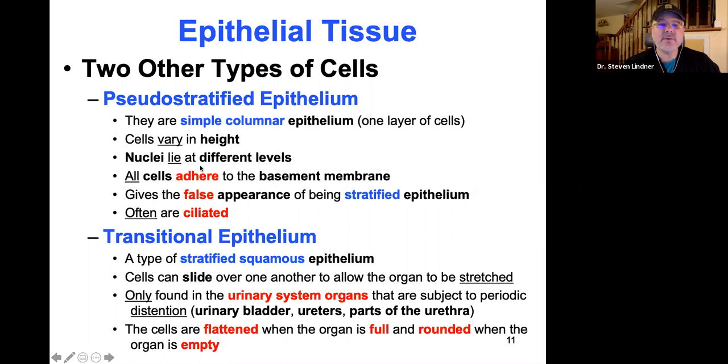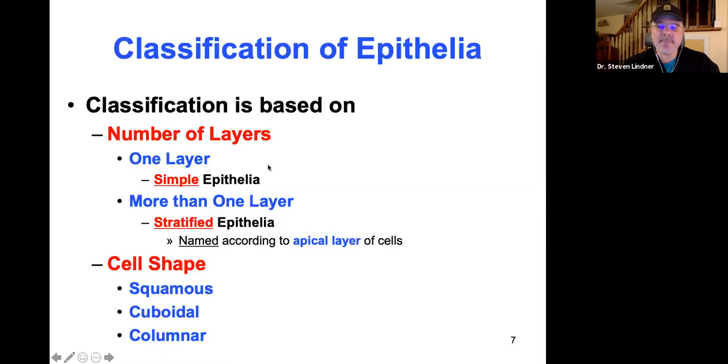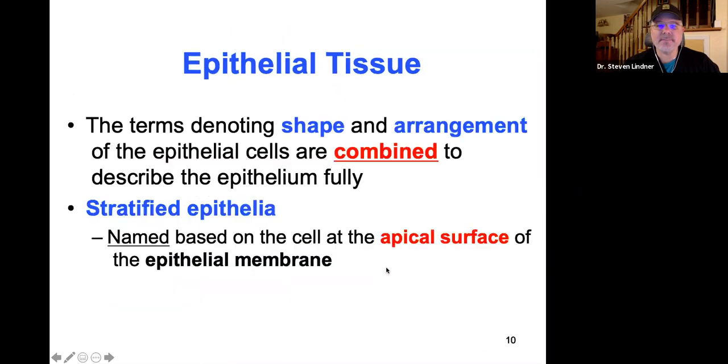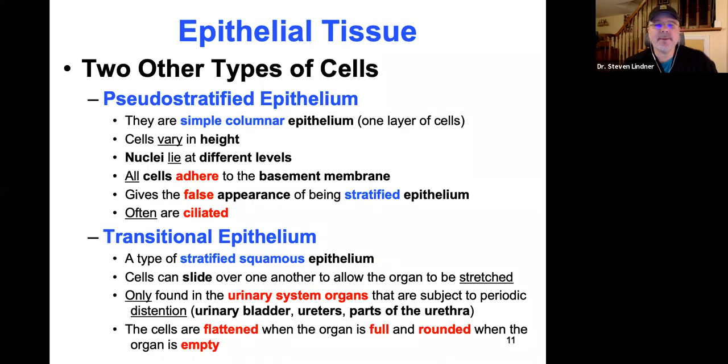But when we see the nuclei at different levels, as I showed you before here, then we say it is not simple columnar. These are all even nuclei. When they're scattered at different levels, they're stratified columnar. Okay. So it's false, right? Pseudo is a false appearance of being stratified. And often when we see columnar cells, they're ciliated. We're going to see little cilia on top.